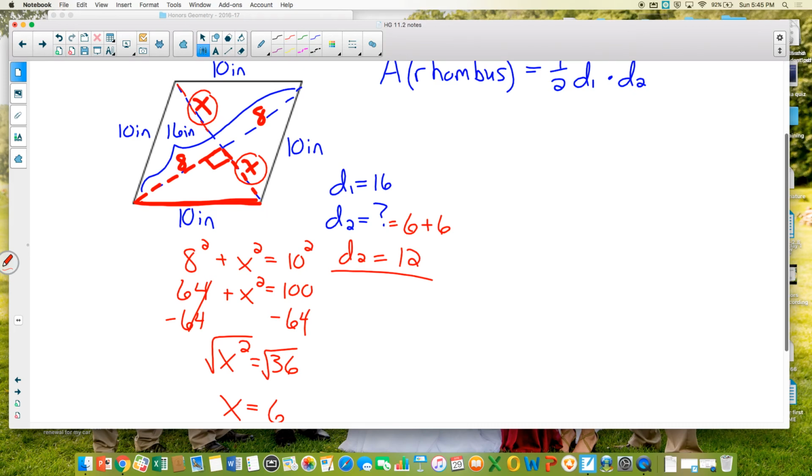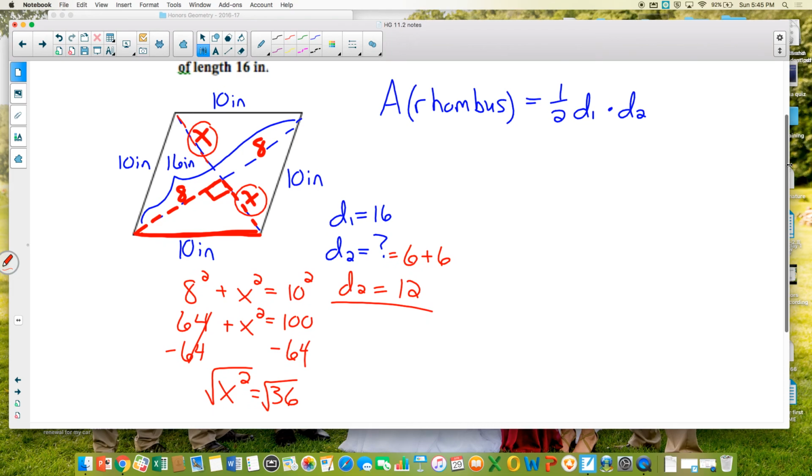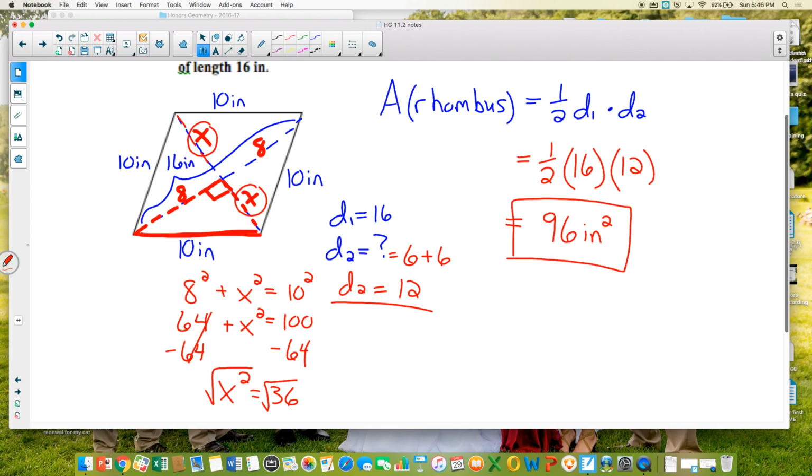Using diagonal 1, which we were given, and diagonal 2, which we found, we know the area of this rhombus is 1/2 times 16 times 12. We end up getting 96 for the area, and the units we use are inches, so it's 96 inches, and area is always squared. So the area of the rhombus is 96 inches squared. Some of the problems that we're going to work on in class tomorrow, we'll have to find missing pieces just to find the area, kind of like we did right here.